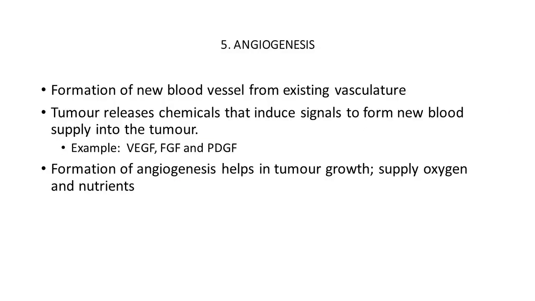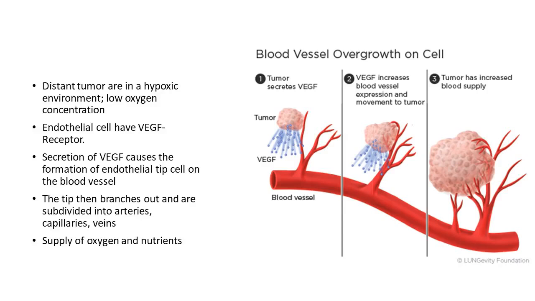So, angiogenesis. Angiogenesis is the formation of new blood vessels from existing vasculature. So, the tumor will release chemicals such as vascular endothelial growth factor (VEGF), fibroblast growth factor (FGF), and also PDGF, which is the platelet-derived growth factor. The formation of angiogenesis is very important in tumor growth, as the blood vessel helps in supplying oxygen and also nutrients. Tumors that are located further away from blood vessels are in a hypoxic environment as they obtain lower concentration of oxygen.